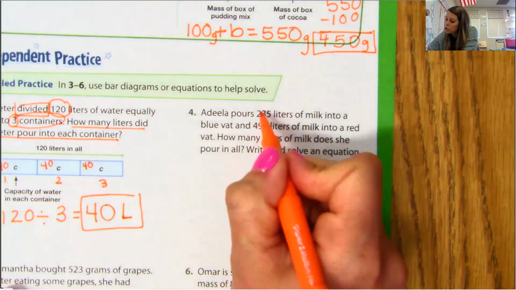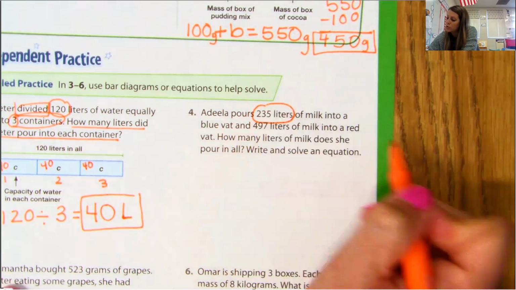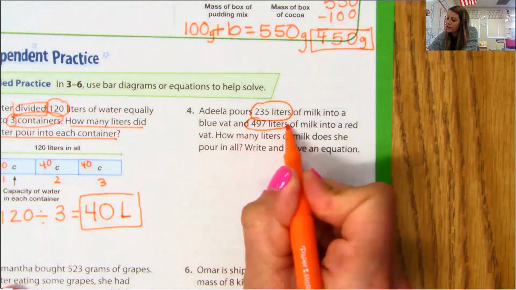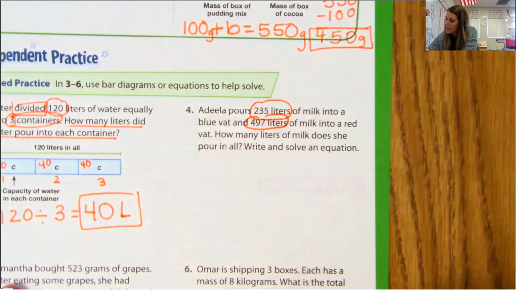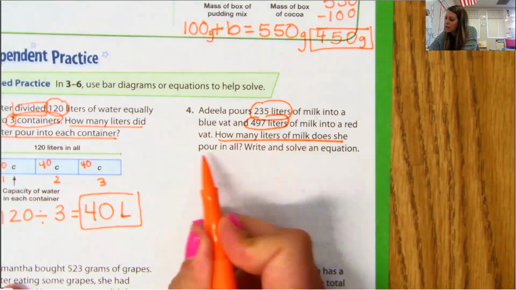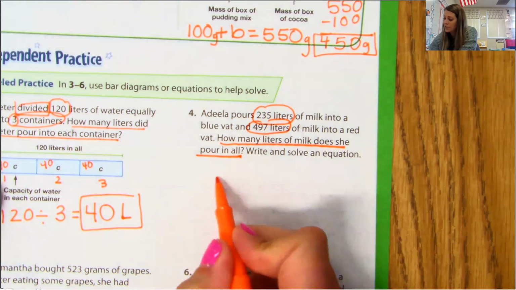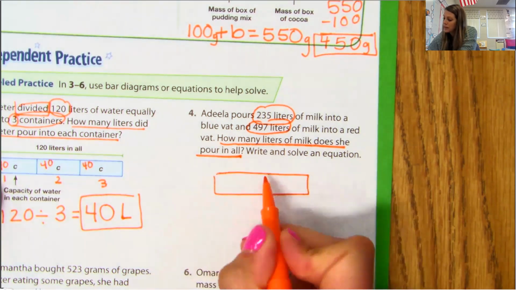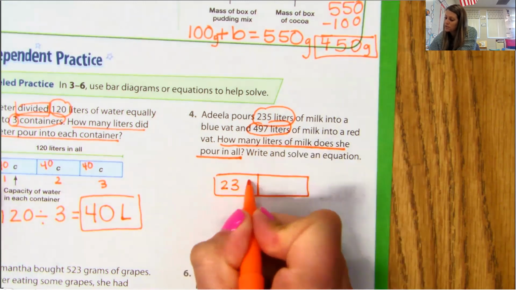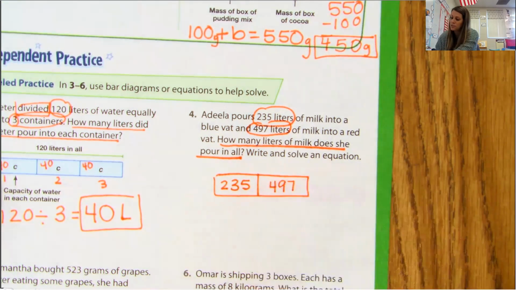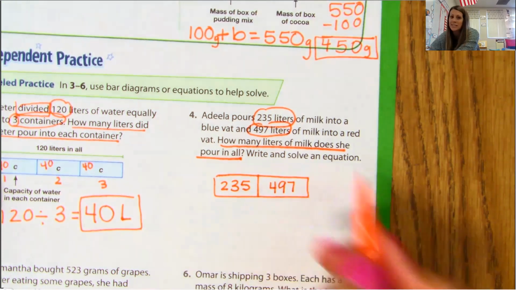Adela pours 235 liters of milk into a blue vat and 497 liters of milk into a red vat. How many liters of milk does she pour in all? Should be pretty simple for us. If we wanted to set it up as a bar diagram, they gave us 2 numbers, right? They gave us 235 liters and 497 liters. They want to know how much she has in all.